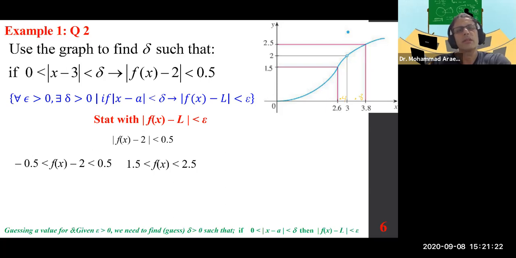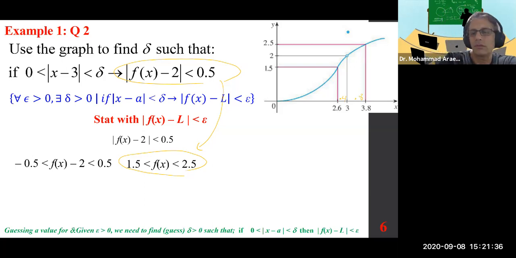So the meaning of this ultimately gives rise to this. Okay, this is based on using absolute value. So f of x, as you can see from the graph, is between 1.5 and 2.5. So what about x? X between what and what? Can it be between 2.2 and 3.8 or not? That's the idea, and the answer is no. It's between 2.6 in essence and 3.4.